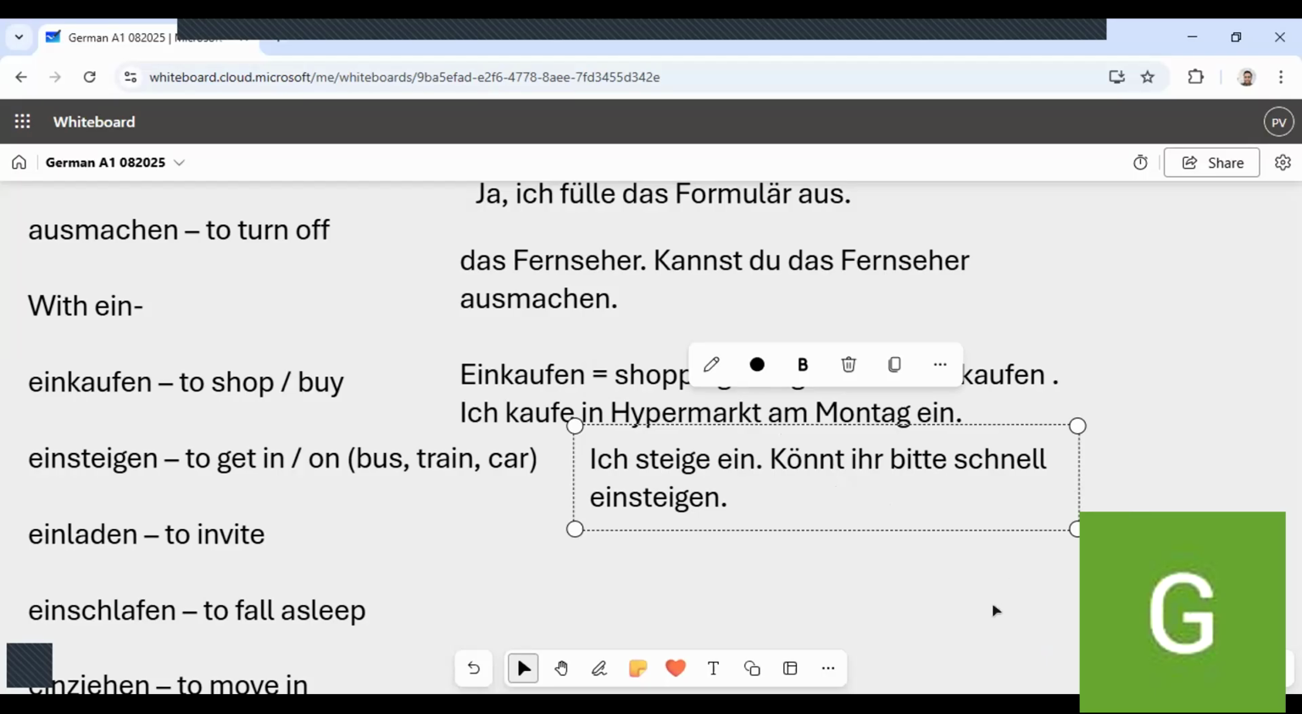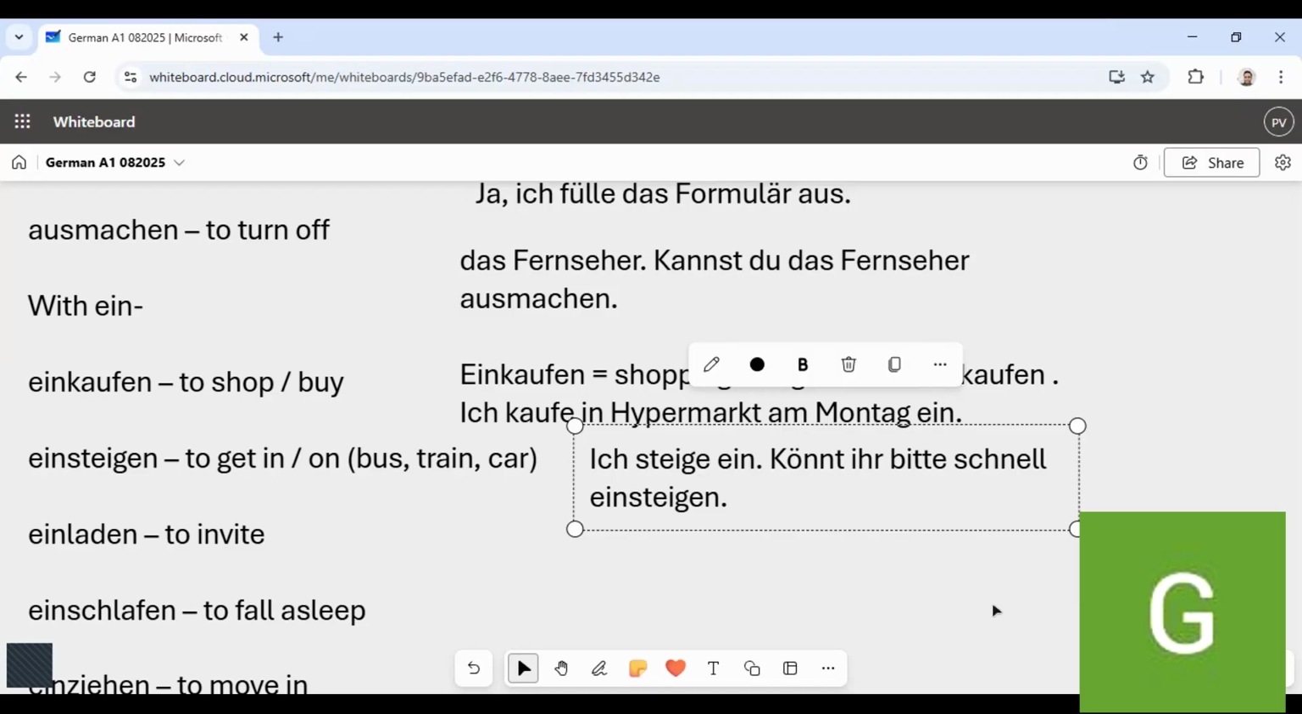Schnell means quickly, fast. Get in, einsteigen. Okay? Can you quickly get me in? Not get me in. Can you all please get yourself in? Okay. Can you all please get yourself in the car or in the metro?